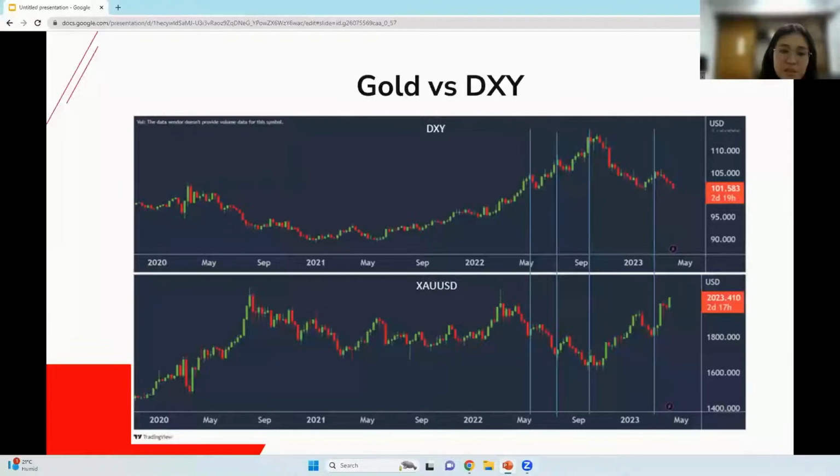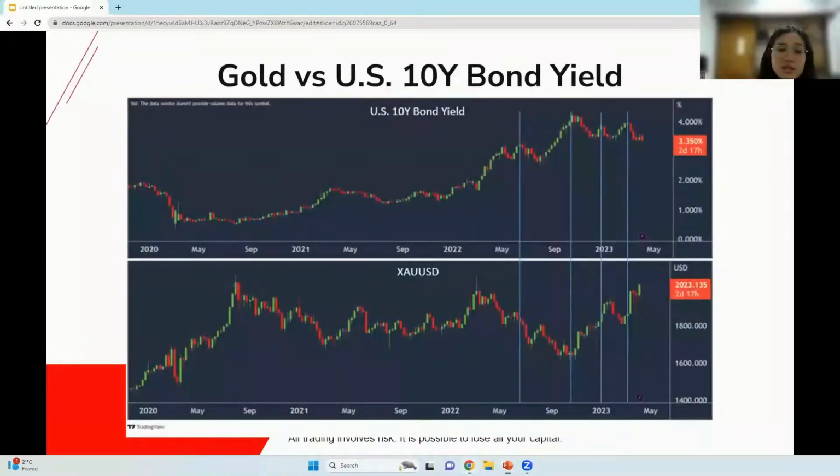Okay. Next, let's look at the gold versus US 10-year bond yield. So recent ISM data suggests that inflation is increasing in both manufacturing as well as the services industry. But depending on CPI data, we could see some increases being fed into the CPI data. So once again, you see that the 10-year bond yields are negatively correlated to gold as well.